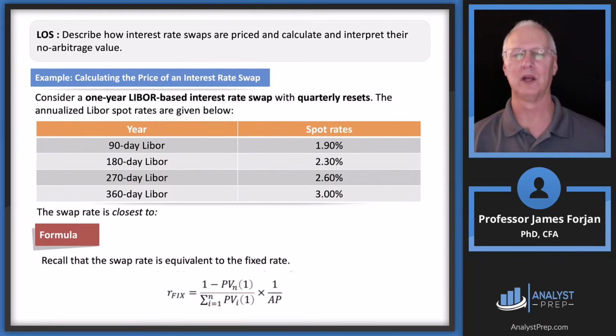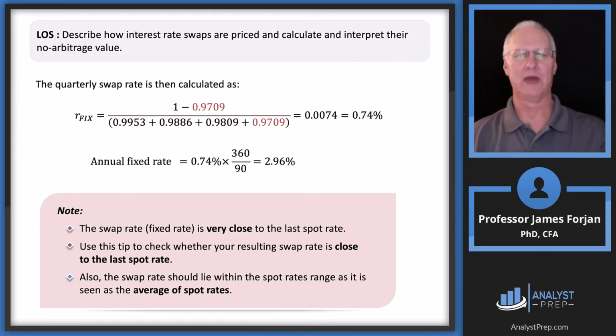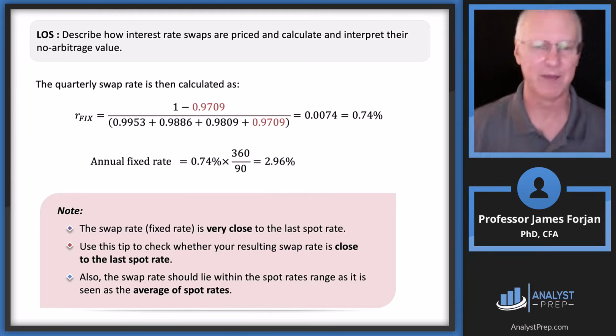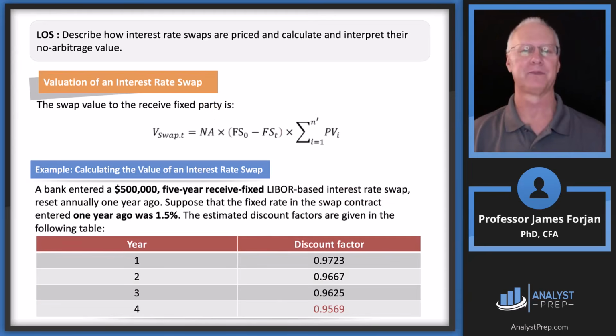So let me go back here real quick. The 2.96, that fixed swap rate, is going to be close to the 360-day LIBOR rate. Close. What do we get? Whoops, I'm going the wrong way. We got 2.96. A couple of notes there. Yeah, very close. We knew that. Use this tip to check your resulting swap rate on the exam. That makes perfect sense. And then look at the last diamond point. The swap rate should lie within the spot range as it is seen. It's kind of like an average. I mean, it's not an average, of course, but it's kind of like an average. Can I call it a weighted average?